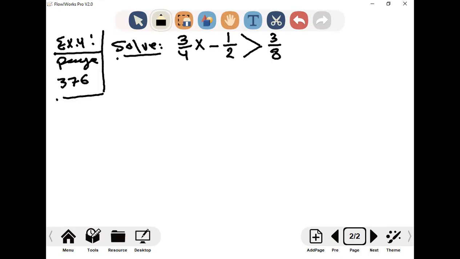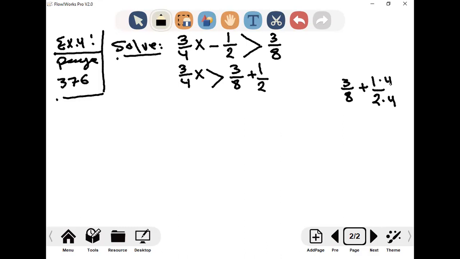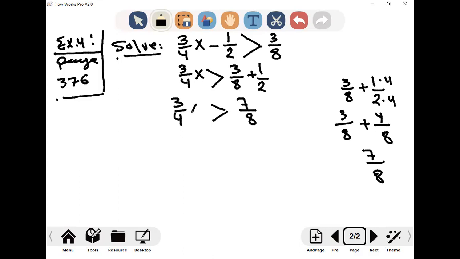Yeah, 3 over 4x more than 3 over 8 plus half. Now, the 3 over 8 plus half, we cannot add them directly. You know that, right? We need to make like denominators. So I'll take them by side. 3 over 8 plus half. Here multiply by 4, multiply by 4, right? To make them both down 8. Here 4, here 3. So the answer 7 over 8. So here more than 7 over 8 and the 3 over 4x comes down.